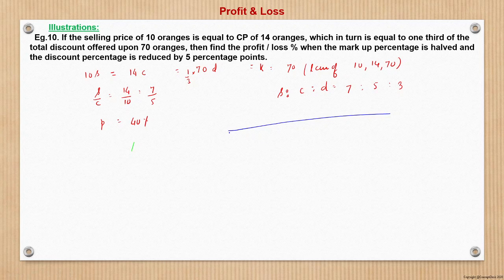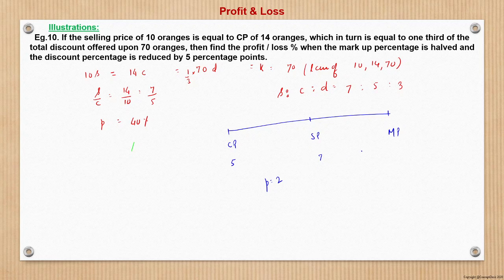Here it is cost price, then selling price, and then mark price. Now cost price is given as 5, right? Selling price is given as 7. So we can say profit is 2.